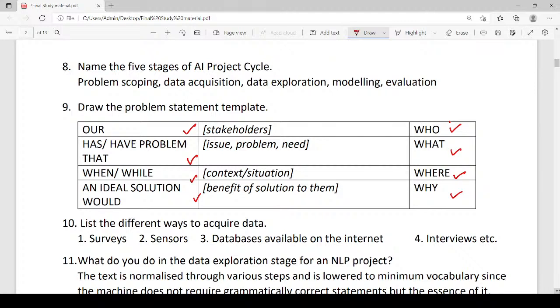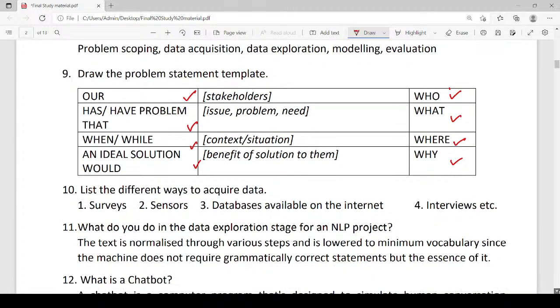Text normalization and bag of words would come in the modeling stage, Rashmi. Here what we do is only text normalization. We are going to take the lengthy document, break it down to sentences, tokenize it, and then remove the stop words, special characters, whatever, and then bring down the number of words to a minimum level. So only text normalization is done with respect to natural language processing projects.